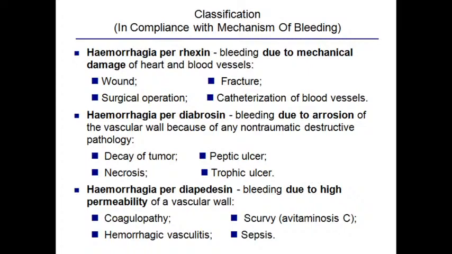Any surgical operation. Surgical operation is a mechanical trauma. Surgical approach is incision to soft tissues. Incision means damage of vessels, cutting of vessels. So the bleeding is aspect of surgical operation.